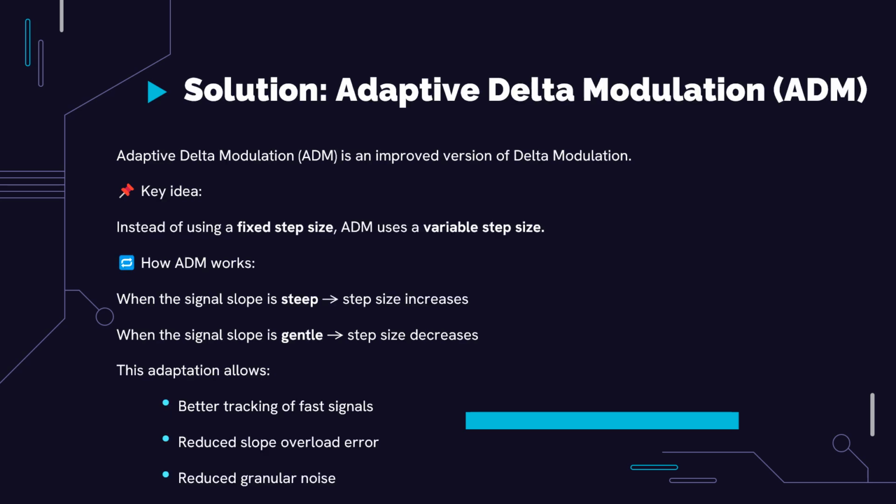Now we will learn adaptive delta modulation. Adaptive delta modulation is an improved version of delta modulation. The key idea is that instead of using a fixed step size, ADM uses a variable step size. How does ADM work? When the signal slope is steep, the step size increases. When the signal slope is gentle, the step size decreases. This adaptation allows better tracking of fast signals, reduces slope overload error, and reduces granular noise.